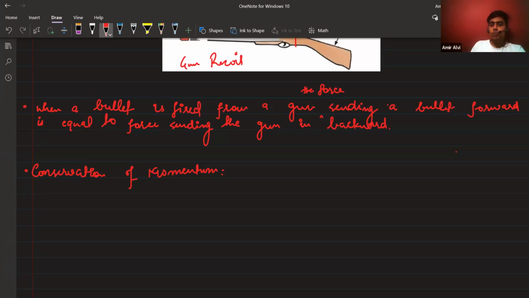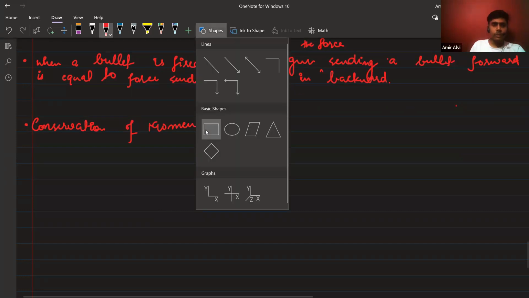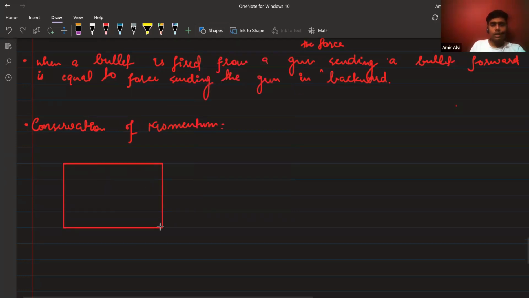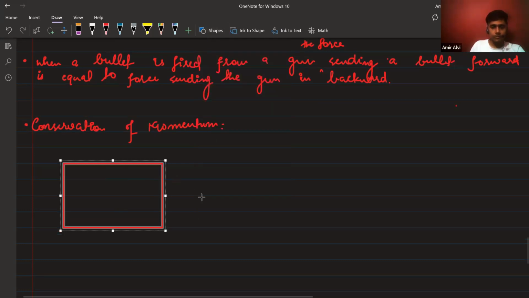So conservation of momentum means, suppose many times we have seen that two cars collide. That's a very unfortunate thing, sometimes accidents happen on the roads. So suppose that one vehicle is here, this is a truck, and this is a car.